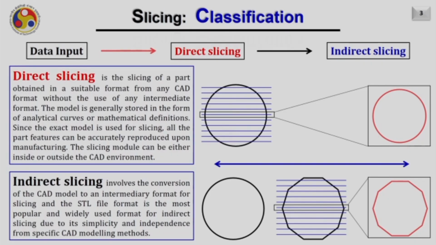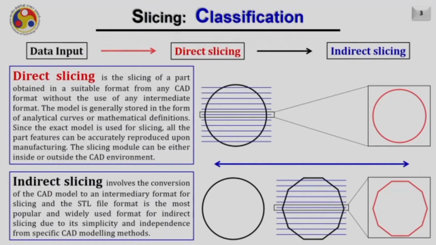So, based on the data input, the slicing methods are classified into two categories: either indirect slicing or direct slicing. Direct slicing is the slicing of a part obtained in a suitable format from any CAD format without the use of any intermediate format. The model is generally stored in the form of analytical curves or mathematical definitions. Since the exact model is used for slicing, all the part features can be accurately produced. The slicing module can be either inside or outside the CAD environment.